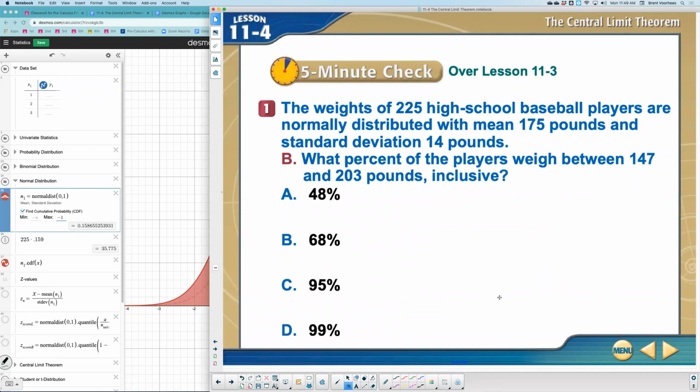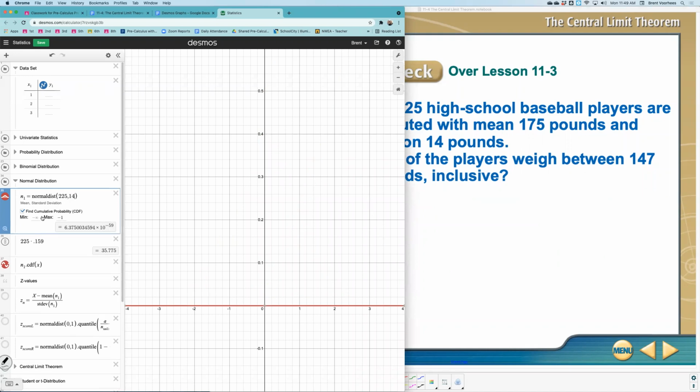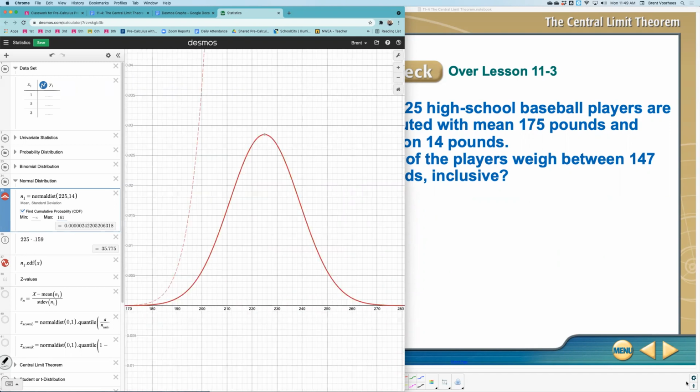All right, let's take a look now at part B. It says, so going back to this 225 with a standard deviation of 14, and we had here 161. That's what we had last time. What did I do here wrong? Let me pause this just for a moment to fix what I've got wrong here.